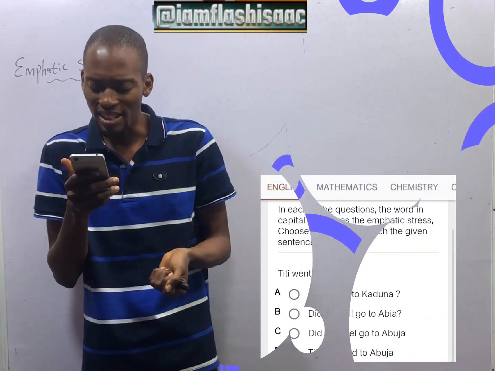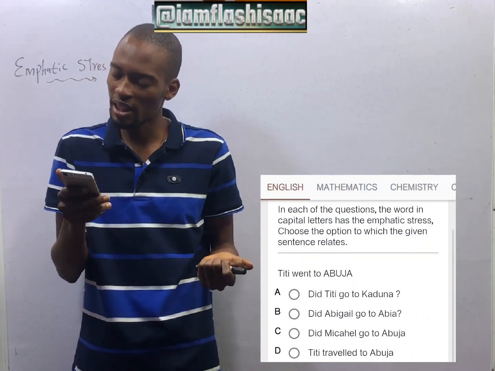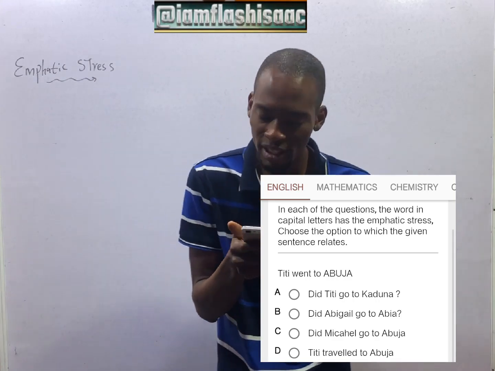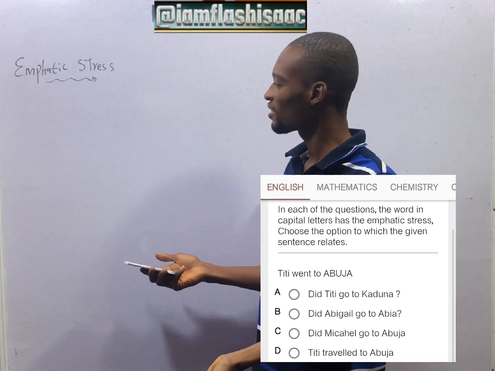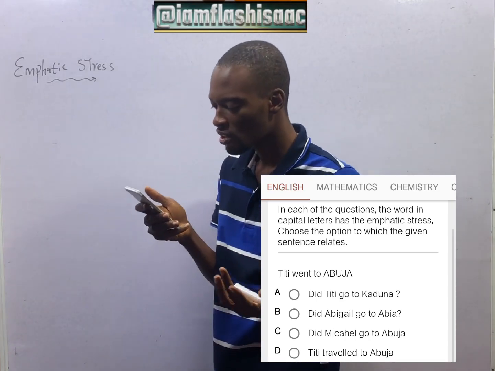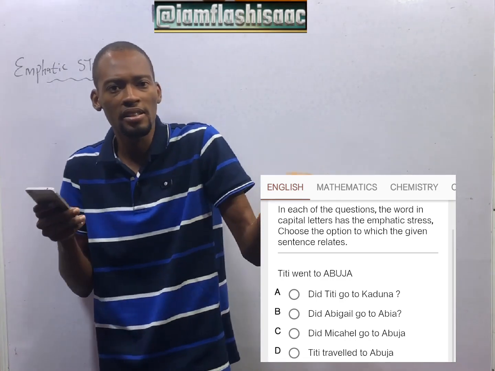So the stress is on Abuja. Option A says, did Titi go to Kaduna? You see, that is the problem. I said Titi went to Abuja. Now you are not saying Kaduna. That will make me stress on Abuja, not Kaduna. So option A is correct.